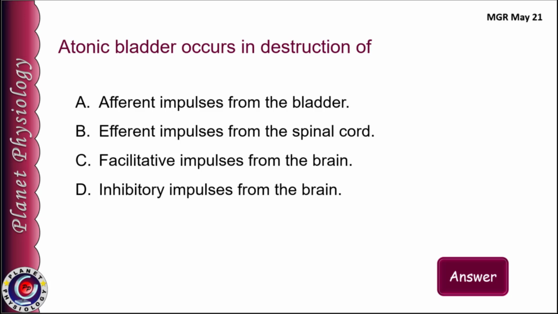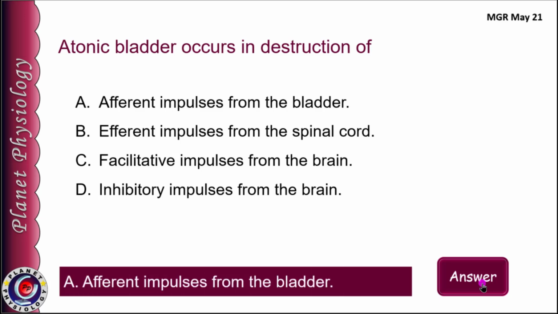Atonic bladder is also called tabetic bladder because tabes dorsalis causes destruction of dorsal roots. Damage to sensory nerves breaks the reflex arc leading to loss of tone in the detrusor muscles and hence it is called an atonic bladder. So the correct answer is option A, afferent impulses from bladder.